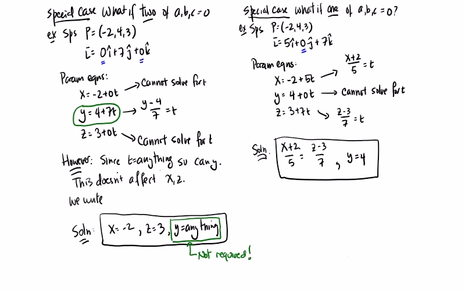So the reason I want to mention these two special cases is because they look quite different, especially this second special case, which looks quite different from the basic symmetric equation of a line. So that's the end of the three equations.